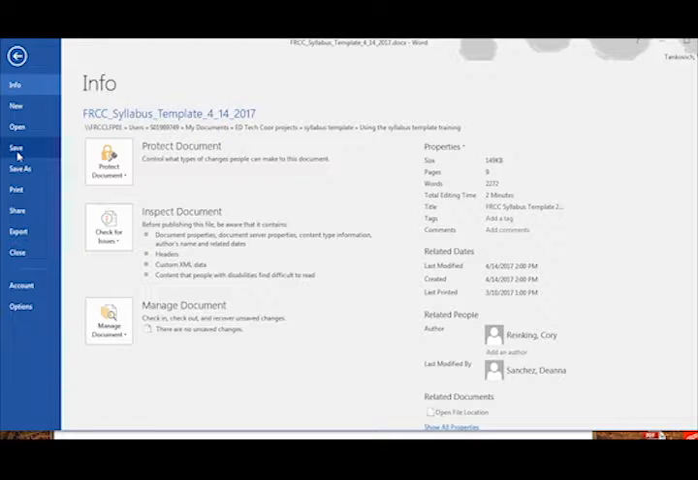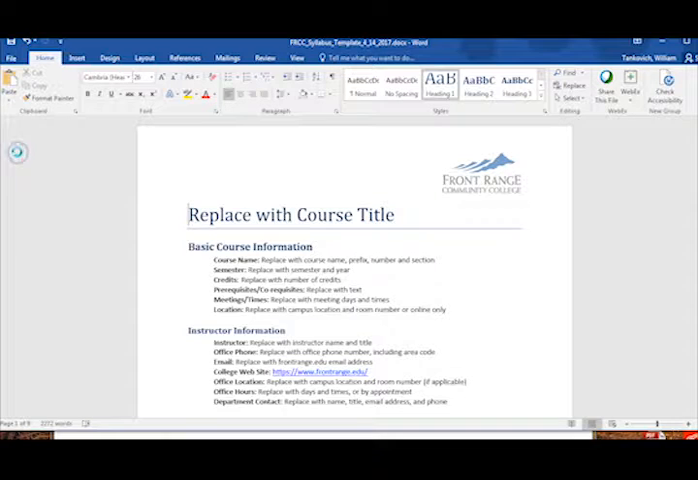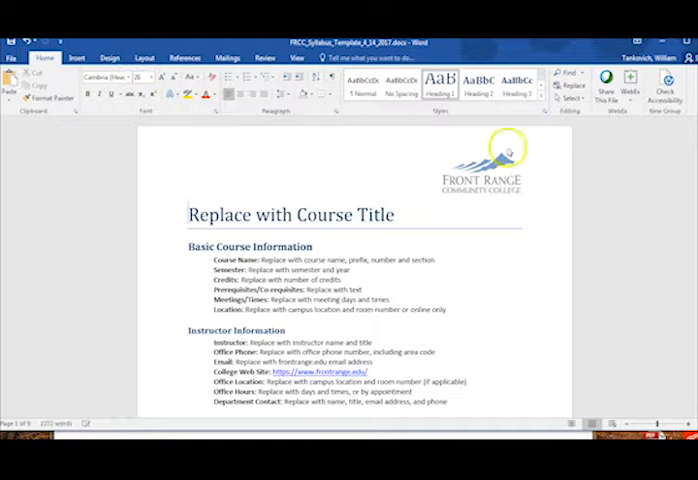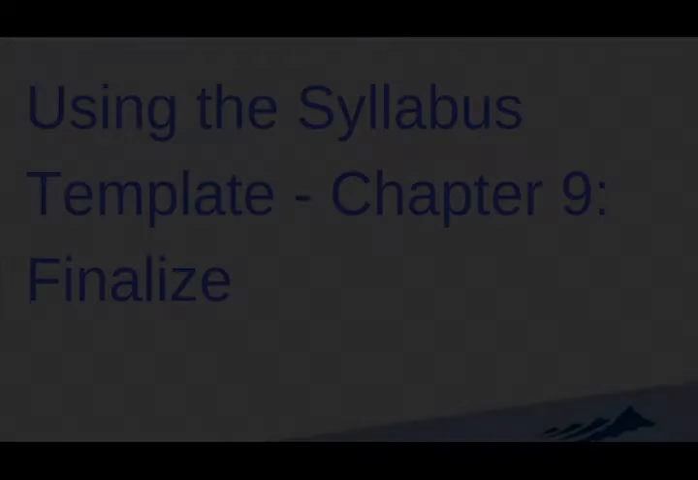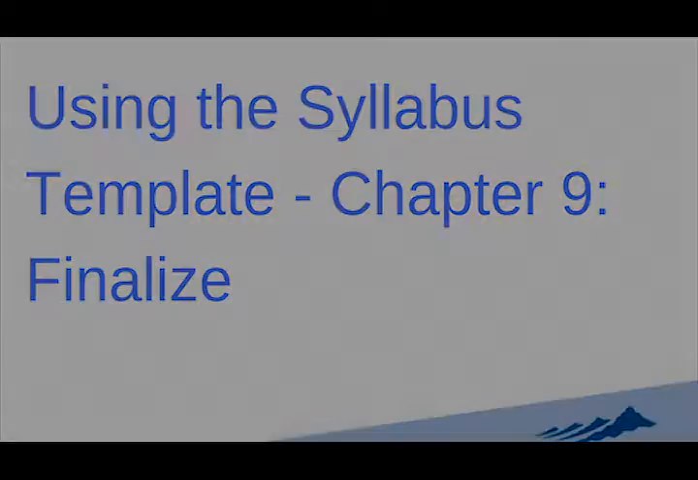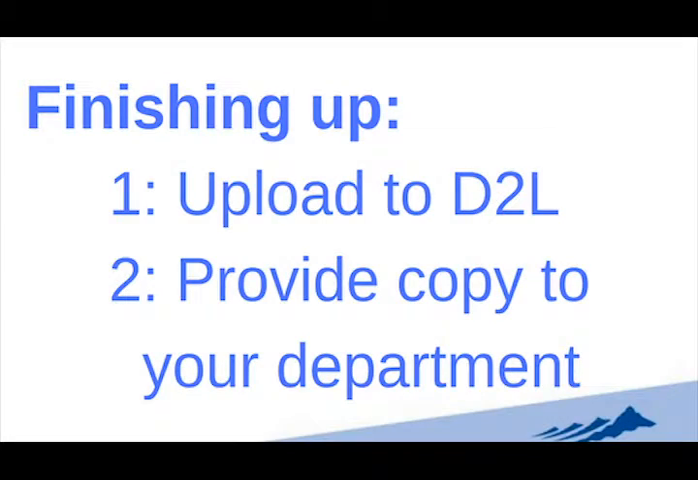And your document now is complete. If you made a mistake, you can go and undo it there. But as it is, we're good. Save it, and it's good to upload. So that you've saved it and you have a copy in the folder where you had it before, you want to go ahead and upload it to D2L, and then check with your department to see what they want to do for keeping the official record of the syllabus.